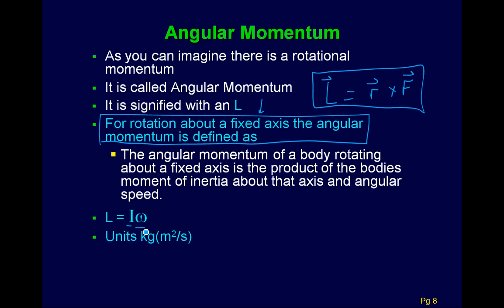The units will be kilogram meter squared over seconds. And again, this is the analog to linear momentum. And remember, everything is sort of new again, and it's just written in our new language. So the mass, the rotational mass, is the moment of inertia, and the velocity, the rotational velocity, is omega.